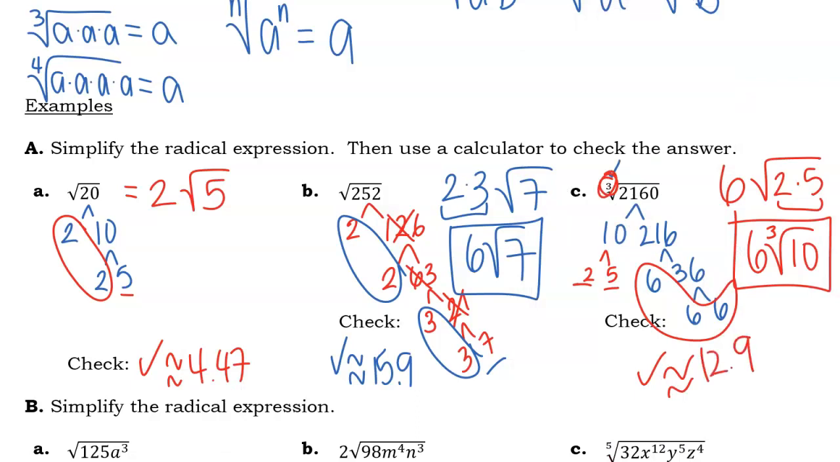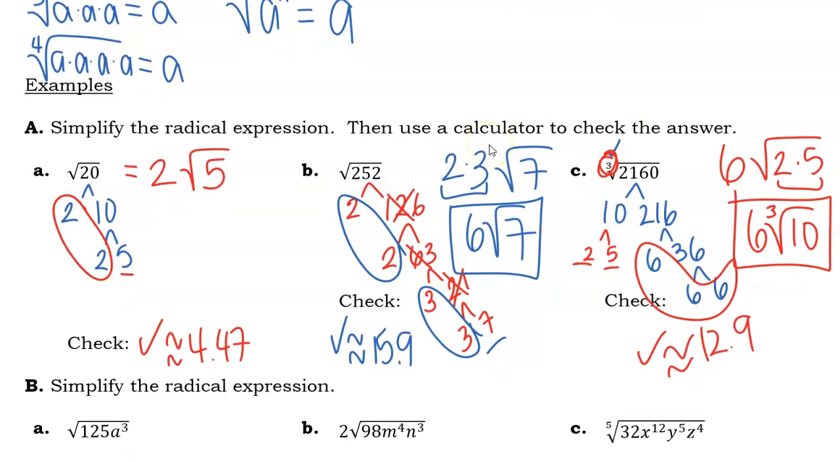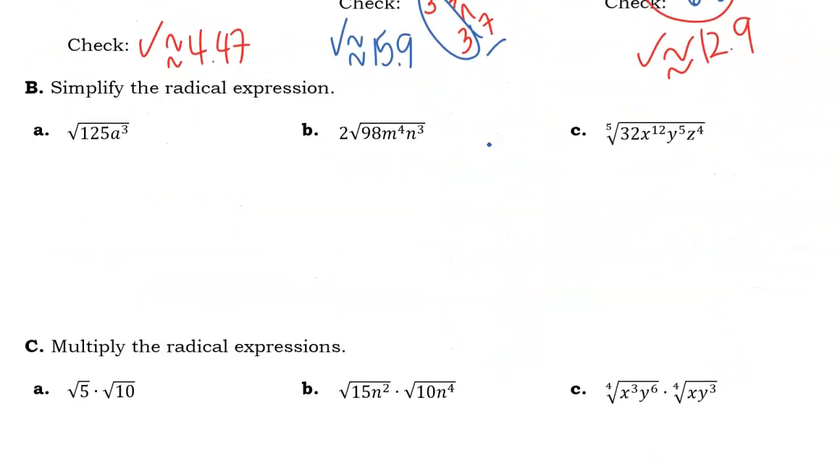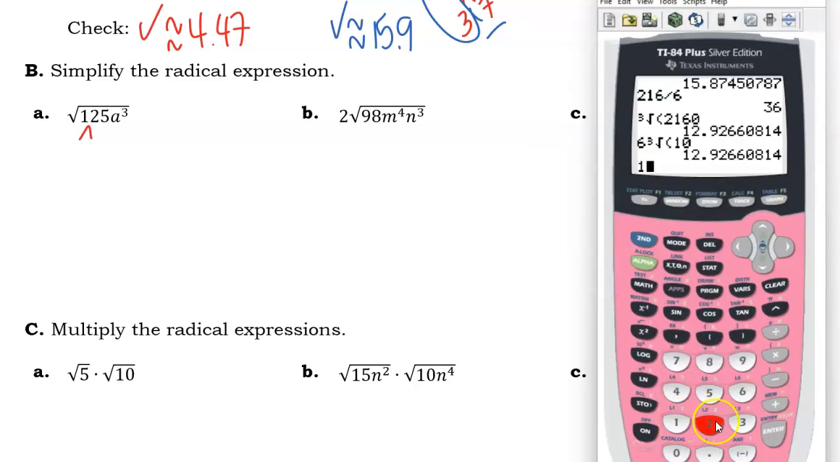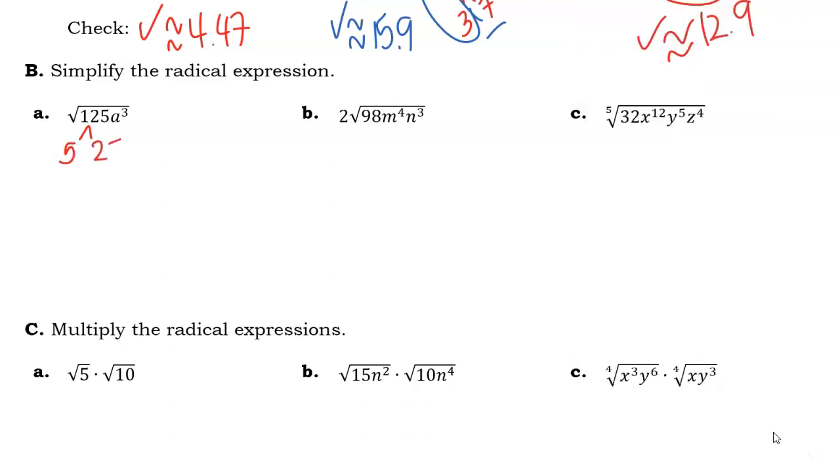Okay, so let's try a couple of simplifications that include some variables. Now we're kind of doing the same thing. We're looking for groups of 2 on our square roots, groups of 3 on our cube roots, groups of 5, right? Problem C has a 5th root to be able to pull out. So starting with our 125. 125 splits into 5 and 25. I'm going to show you how I did that. I just did it in my head, but when we divide by 5, I know it's got to be a 5 because it ends in a 5. And hopefully we know 25 is 5 times 5.